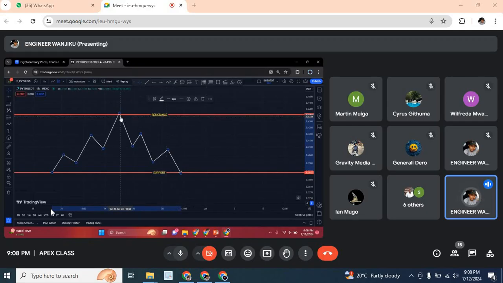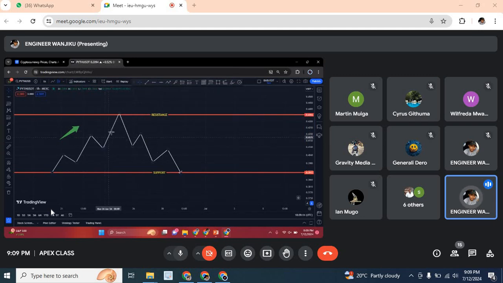So we describe a resistance level in two ways: a level at which you expect an uptrend, an uptrend right here, to come to an end, and a zone at which you expect to experience a selling pressure. So what type of order block would you expect from a resistance level? Yes, it is a bearish order block, and this is the reason.